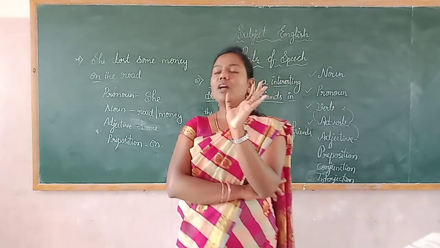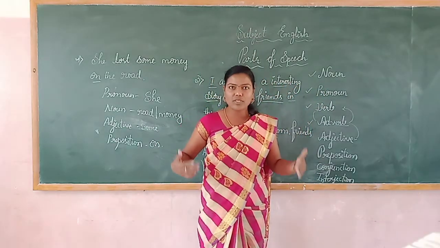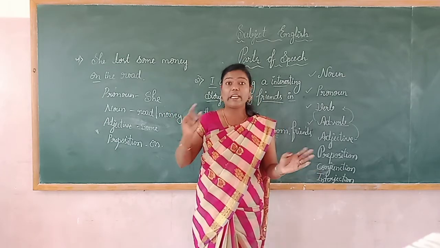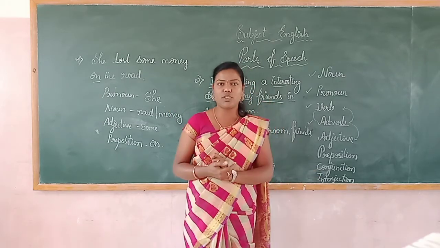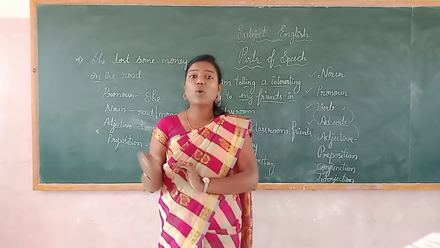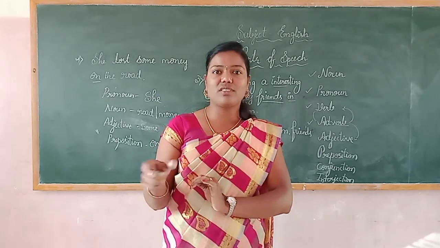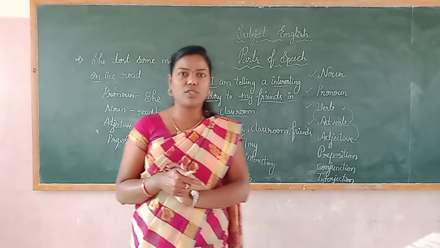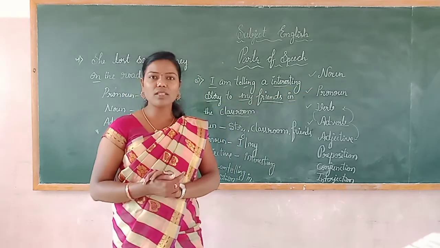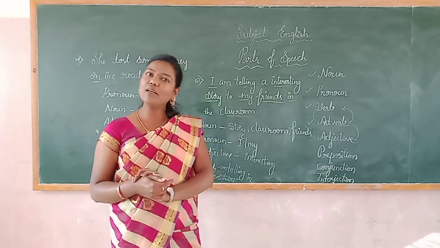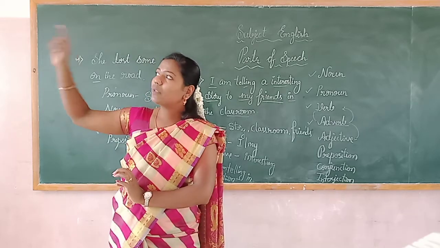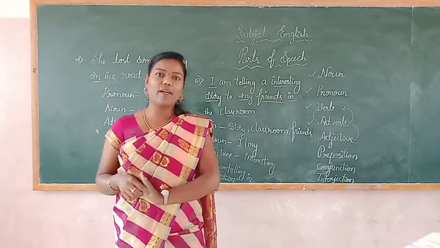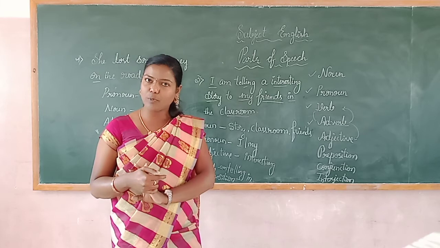For example, where I am standing, I am standing in front of the board. In front of, it is preposition. Where you are sitting, you are sitting on the benches. So on, it is the preposition. Monkey is climbing on the tree. On, it is the preposition. And birds are flying above the sky. Above, it is the preposition.